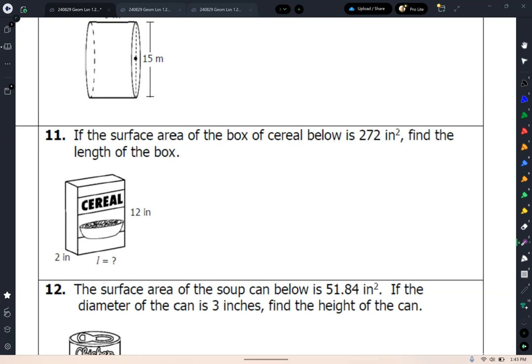So let's talk about number 11. Yeah, 11's a little weird. Okay. If the surface area of the box of cereal is 272 inches squared, find the length of the box. How about this? Why don't you try to set up a math problem with a variable or variables, whatever you think is necessary, using our, well, this is a rectangular prism, right? So we would use that formula. Using that, why don't you try to set up a math problem that would help us figure this out? See what you can do. Give it a shot. You're going to come up with your own math problem. See what you can do.